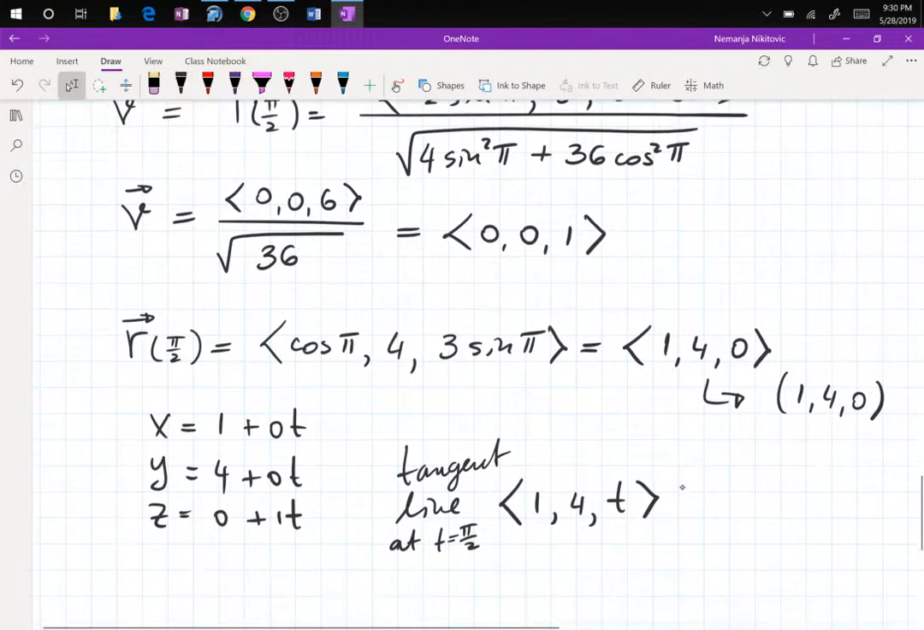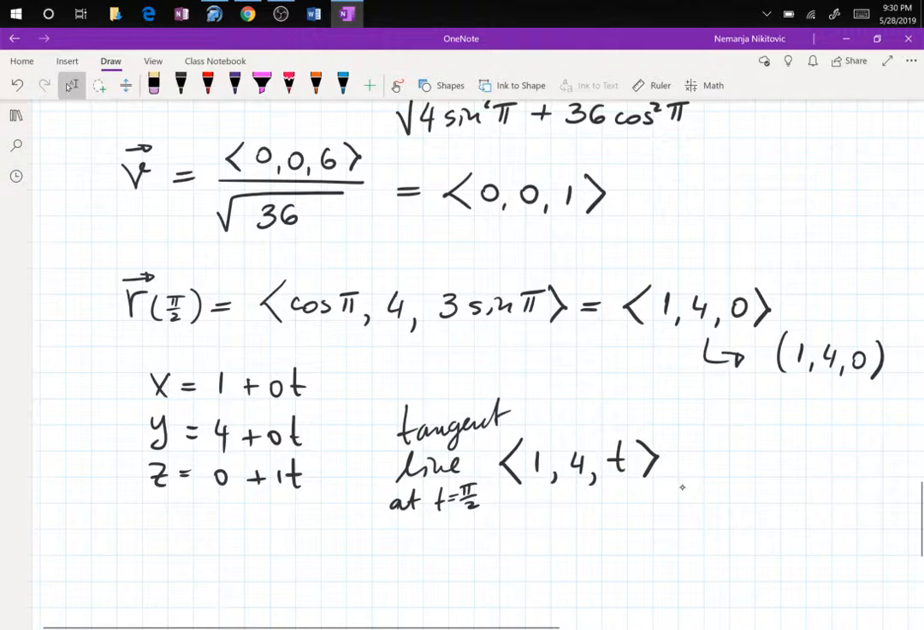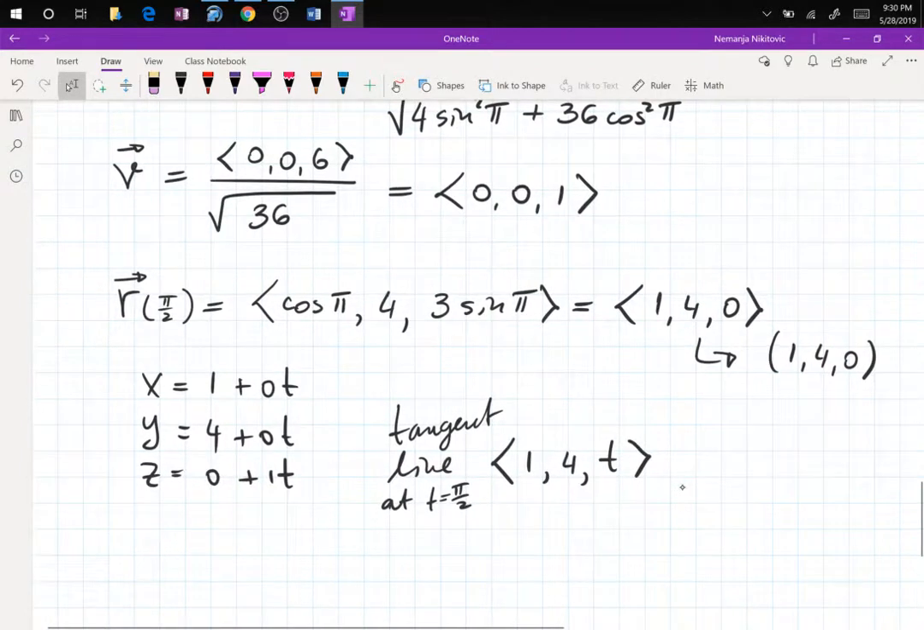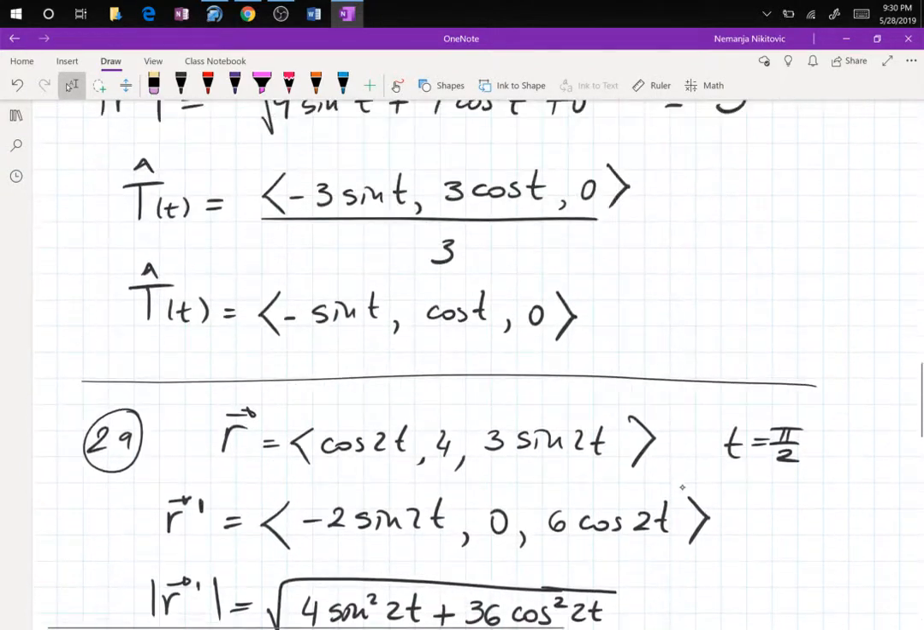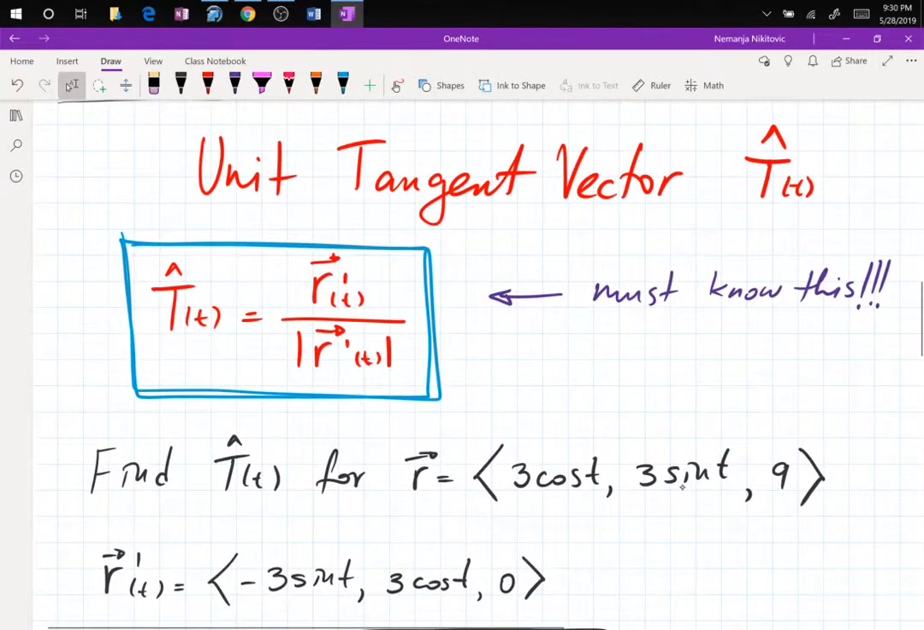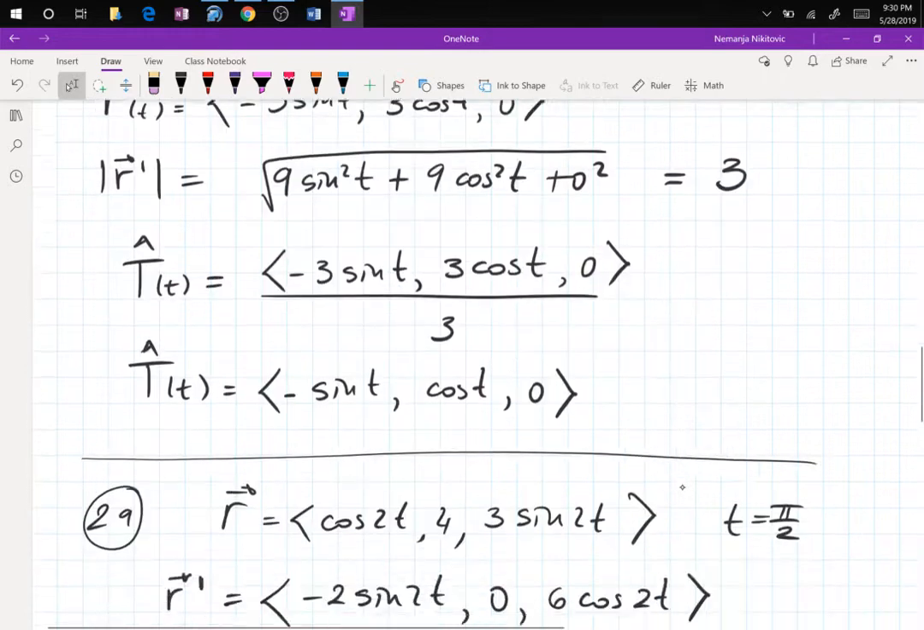You change this pi over 2 to pi over 3, which is a different moment in time. The entire calculation changes. You get a different line because you are no longer at the same location on the space curve where you were before. Now it's a different location. So again, derivatives, just like limits, are taken one at a time.